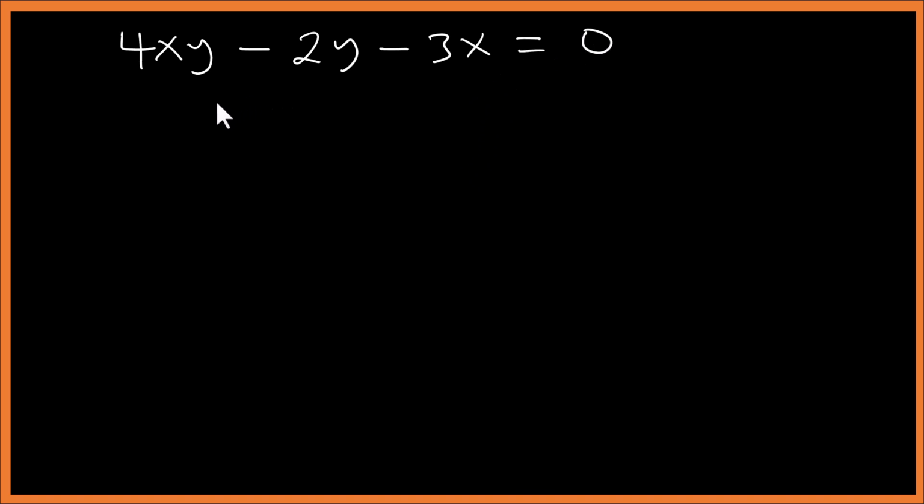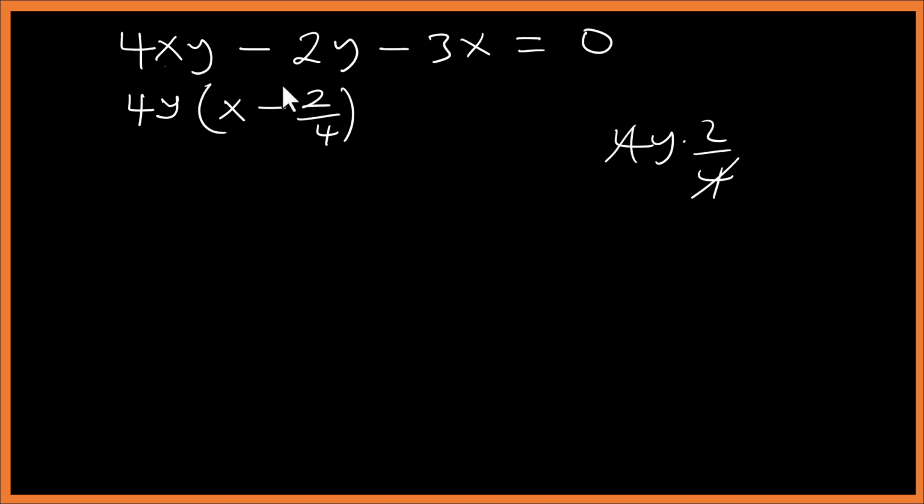All right, now let me take 4y out here. Okay, so once I do that, this side will be 4y. I've left with x here minus 2 on 4. We know 2 on 4 is the same as half, but let's keep 2 on 4 for now as we move along. So we have 4y times x, 4xy, 4y times this side will be 4y times 2 on 4. So this one will cancel this. That will leave it 2y. So I've done nothing.